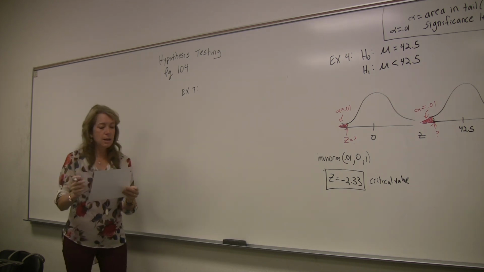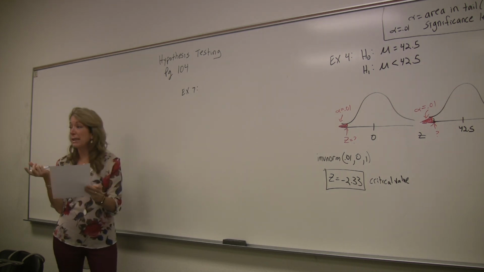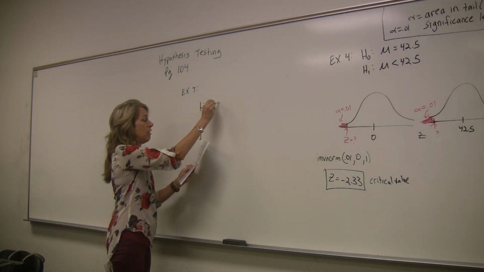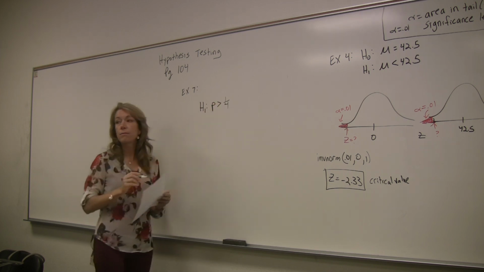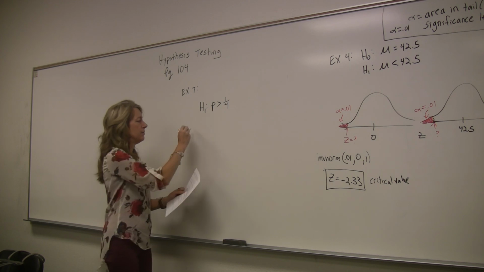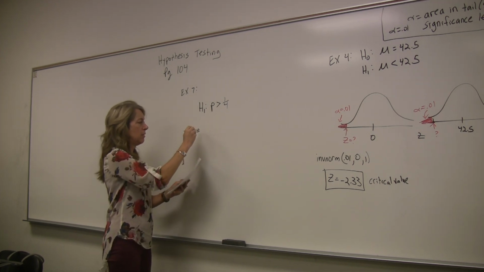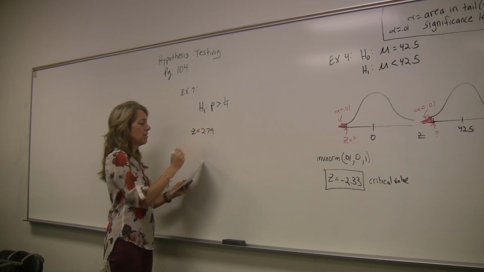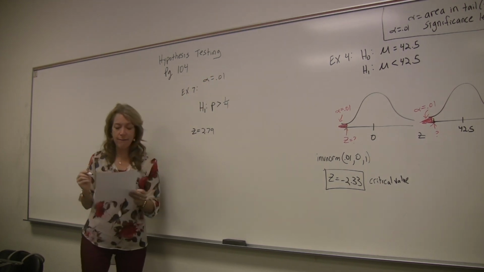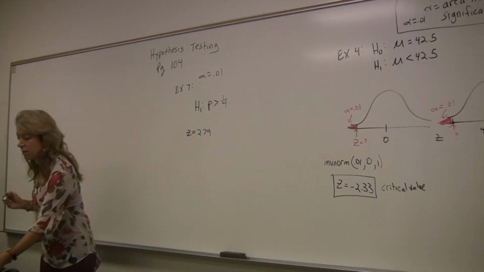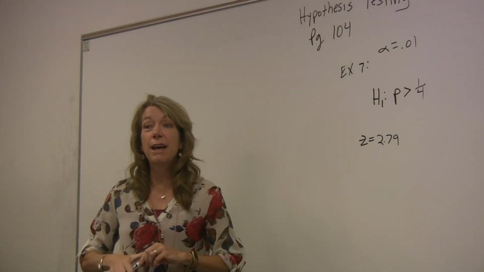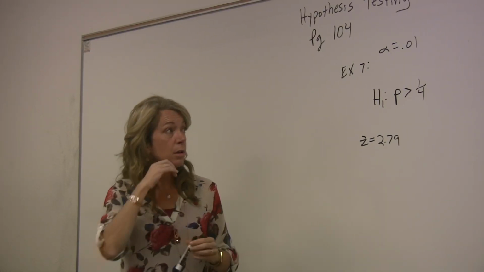So all they gave me was H1. H1 is P greater than 1/4. They gave me a test statistic, Z equals 2.79. We'll talk about that in a minute. And they gave me an alpha. We're used to seeing those now. That's all I have. And the directions were on the previous page, unfortunately. The directions were to find the critical values and the p-values to make a decision.